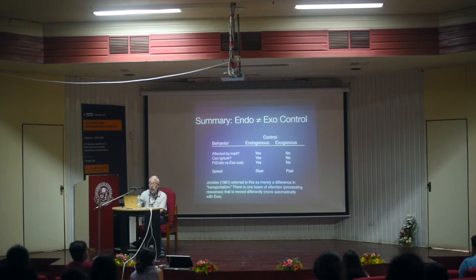Jonides and most other scientists refer to this difference as one that I like to think of as about transportation. It's like two different ways of getting attention to a location in space. You know, there's the fast and automatic way with the peripheral cue, and there's the slow and voluntary way with central cues. But they generally thought that exactly the same beam was being moved. Sorry for using the metaphor, but attentional resources.